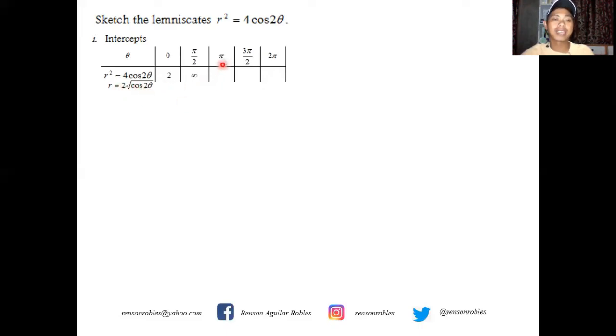2 times pi is 2 pi. Cosine 2 pi is 1, and the square root of 1 is 1. Times 2, we still have 2. And for every multiple of pi over 2, the value of r will not exist. Finally, for 2 pi, since 0 and 2 pi terminate on the same angle, the values are similar.